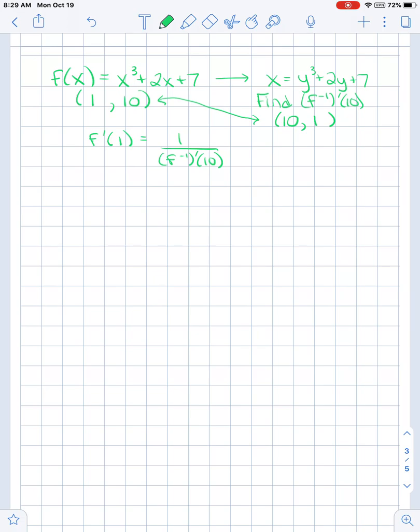So let's find the derivative of the original function, because all we need is the power rule. F prime of x is 3x squared plus 2. F prime of 1 is 3 times 1 squared plus 2, so the derivative of the original function with the input of 1 is 5. Because of the reciprocal relationship we found in the last video, the derivative of the inverse at its input of 10 will be 1/5.